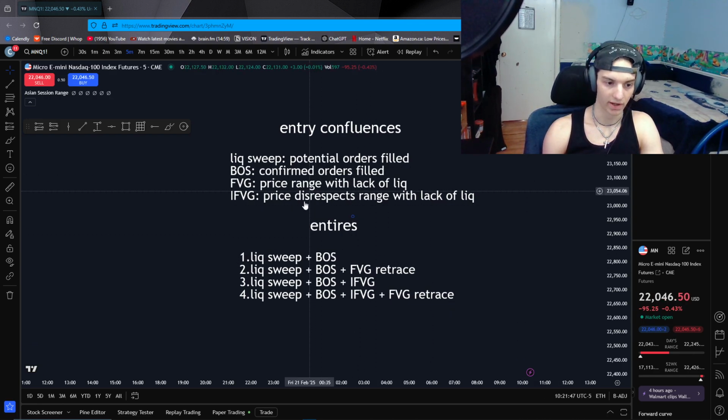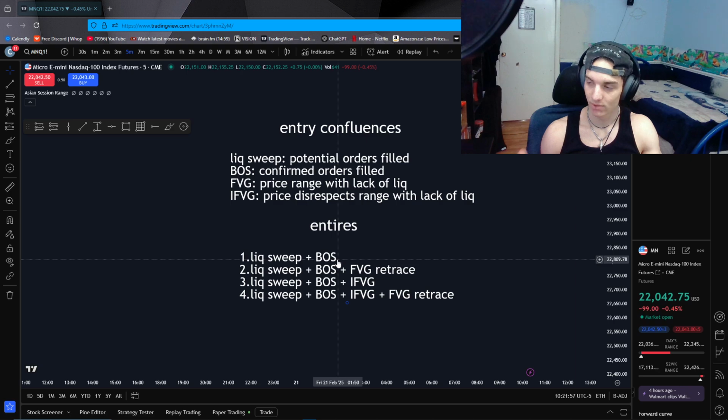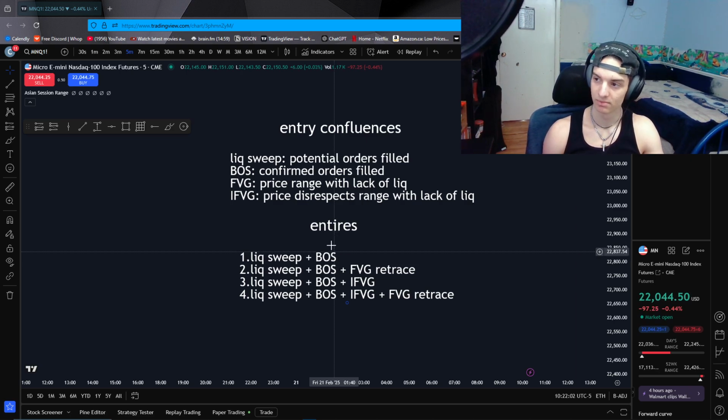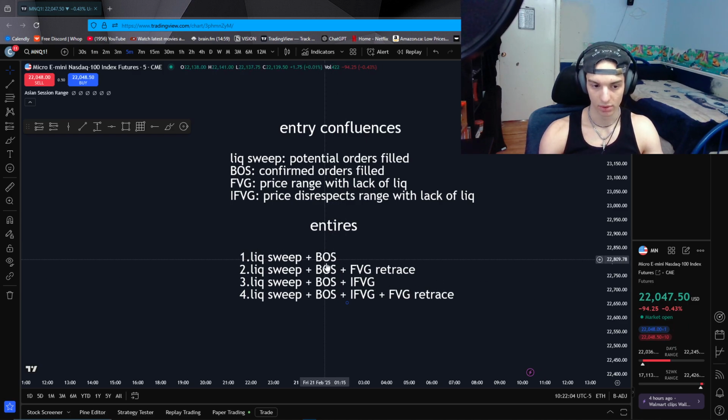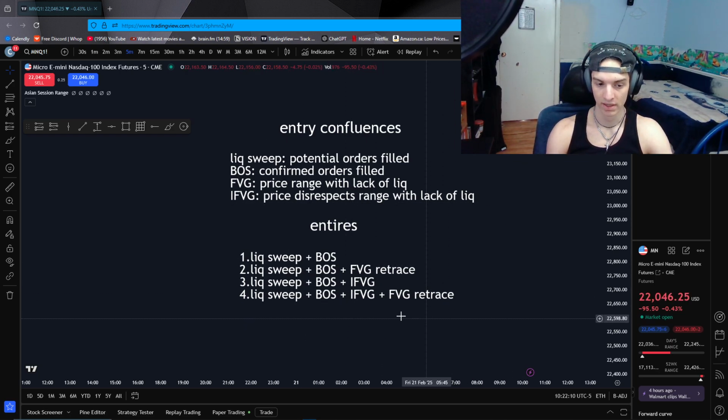Okay? So yeah, we have liquidity sweep plus break of structure. We have our liquidity sweep, which gives us potential for orders to be filled, and then our break of structure, which confirms orders were filled. This is like a B setup, like a B plus setup, right? And the lower down you get, the more confirmation you get, because each one of these confluences is just giving us more confirmation.